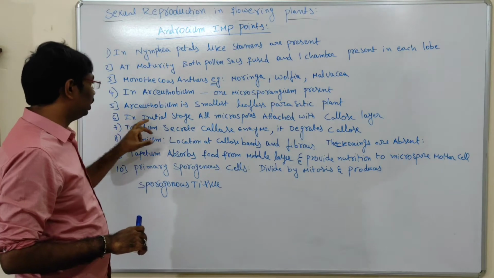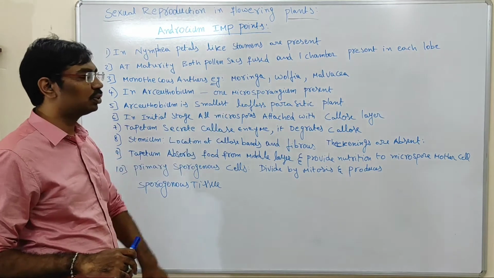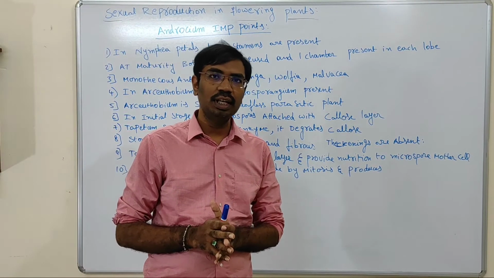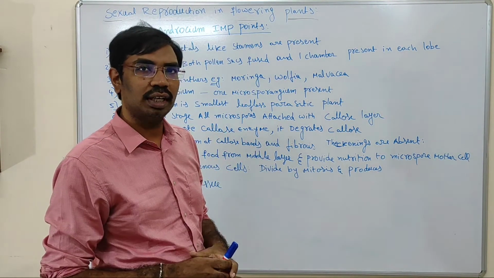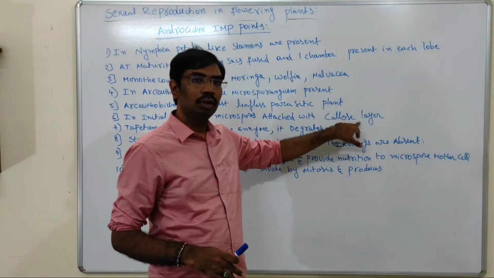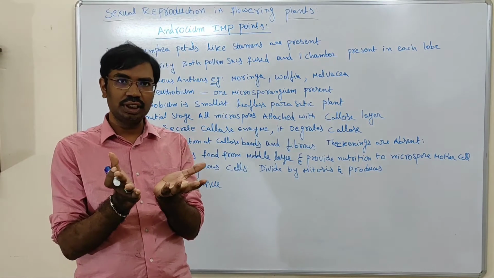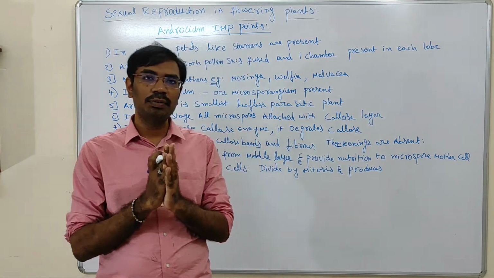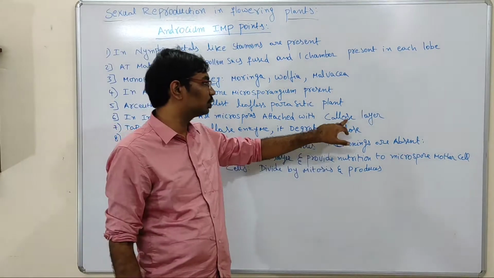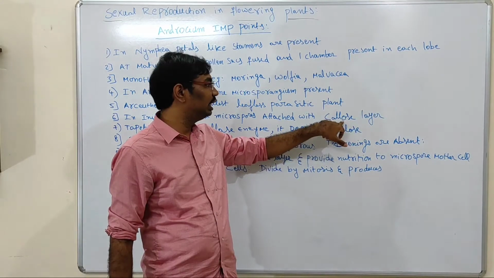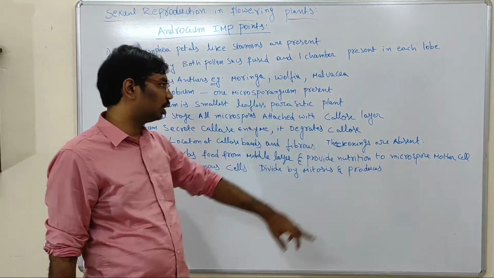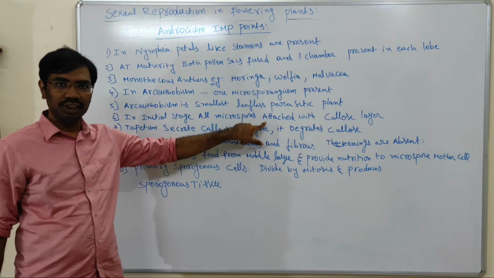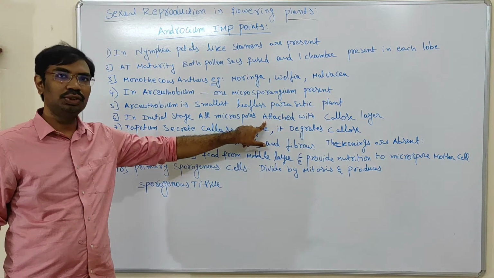Then in the initial, young stage, all microspores are attached together with the help of a polysaccharide. That polysaccharide is called the callose layer, C-A-L-L-O-S-E. This callose layer is digested, degraded at maturity.